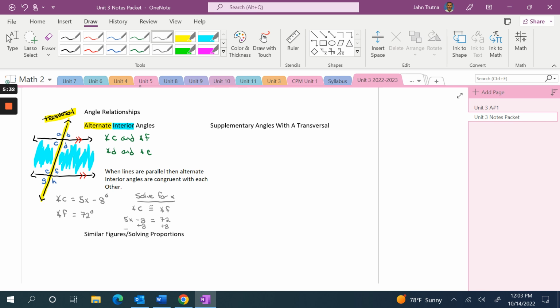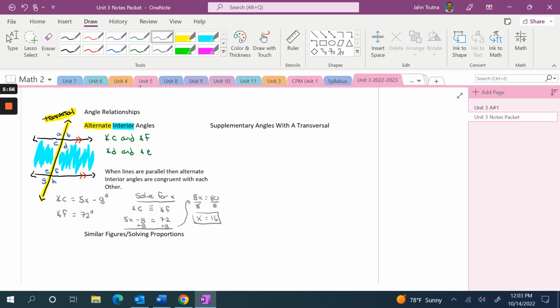Add 8 to both sides. I'm going to work the rest of my problem out here. That would make my equation 5x is equal to 80. And then I would divide 80 by 5 and 5 by 5 to cancel out the 5s. And x would be equal to 16. Okay, so we could use alternate interior angles to help us solve for a variable like x.